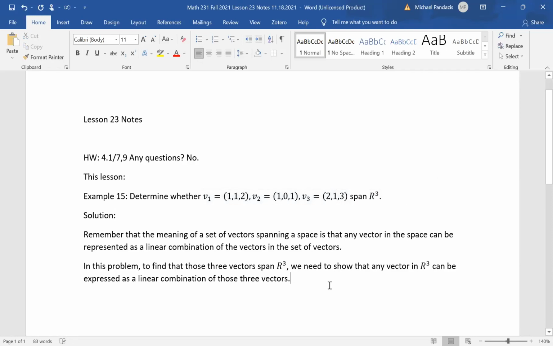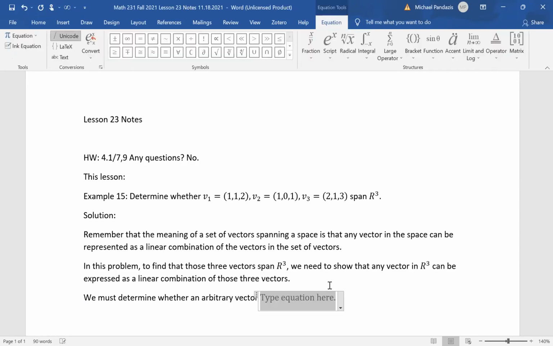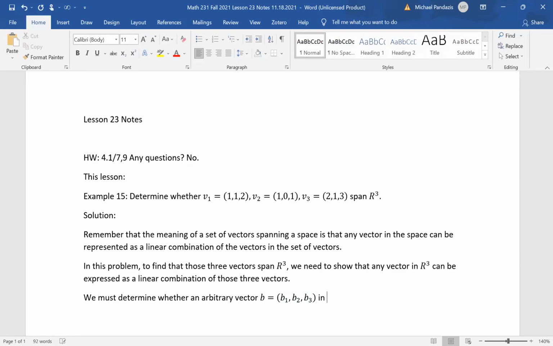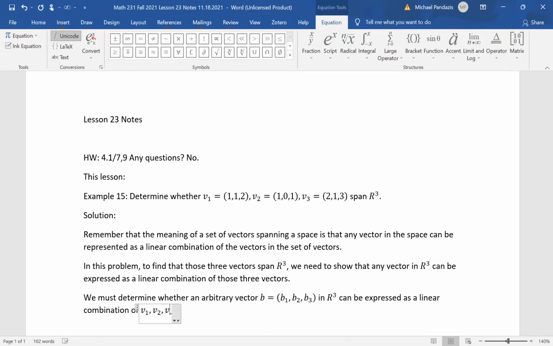Okay. So we must determine whether an arbitrary vector W, which is equal to W1, W2, W3, or again, we use B, an arbitrary vector B, which is B1, B2, B3, in R3 can be expressed as a linear combination of V1, V2, V3.